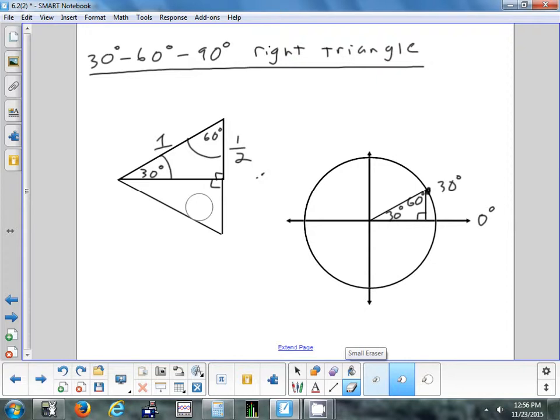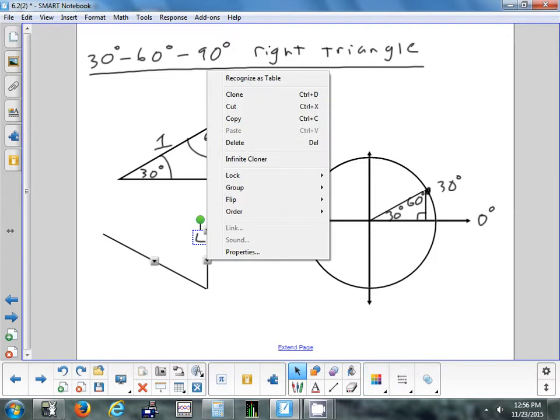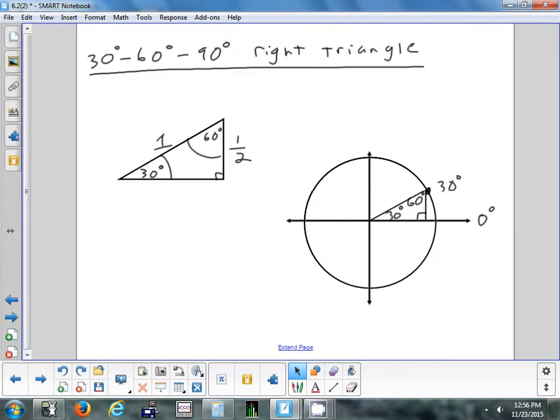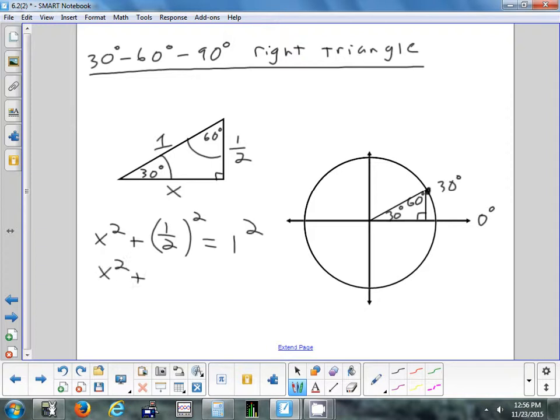Any question on that? Let's just get rid of that. Okay, what can I call the bottom side now? X. Yeah, just call it x. So x squared plus a half squared equals 1 squared. Okay, what's 1/2 squared? 1/4. Okay, what does x squared equal?